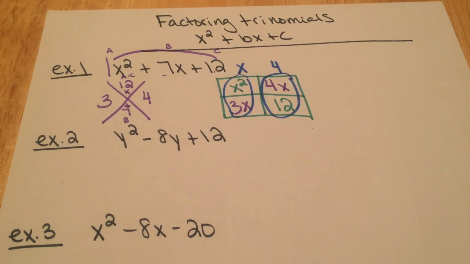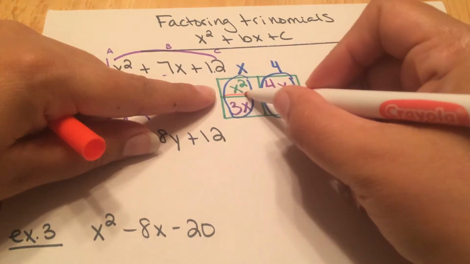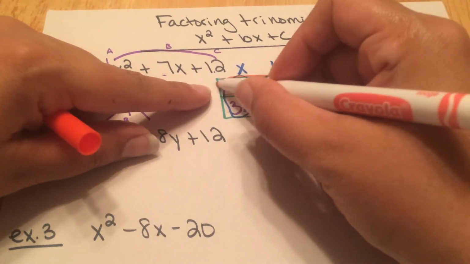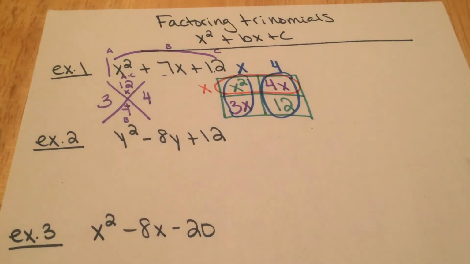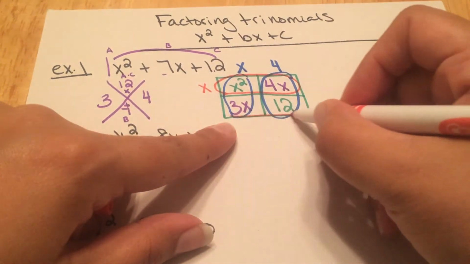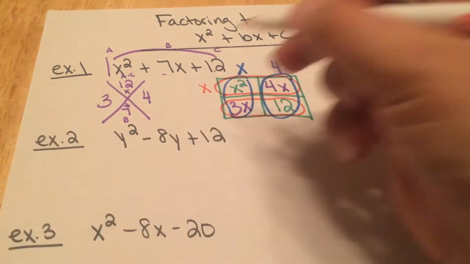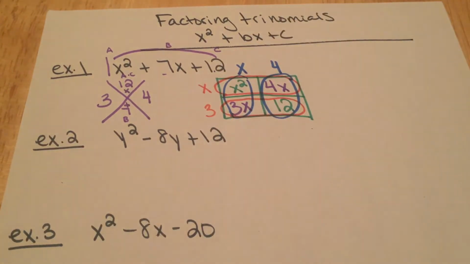Okay. Next, I'm going to go horizontally. What do x squared and 4x have in common? Well, the only thing those two have in common is x. And what do 3x and 12 have in common? Well, the only thing those two have in common is 3. And that's it. I'm done.